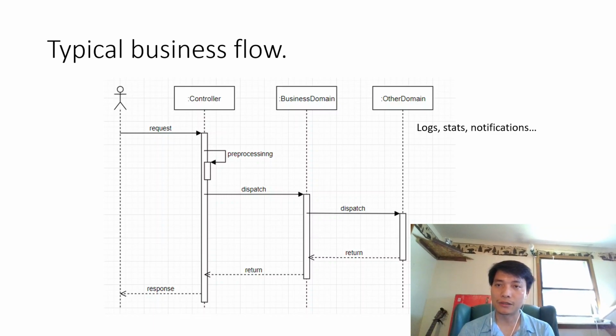And here is a typical business flow, where the client sends a request to the server, which processes it and dispatches it to the business domain. The machine does the business logic and returns to the controller. Meanwhile, it sends logs to other domain systems like logging, staging, notification, etc.